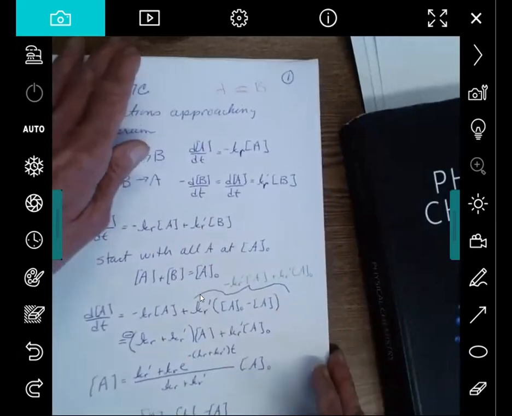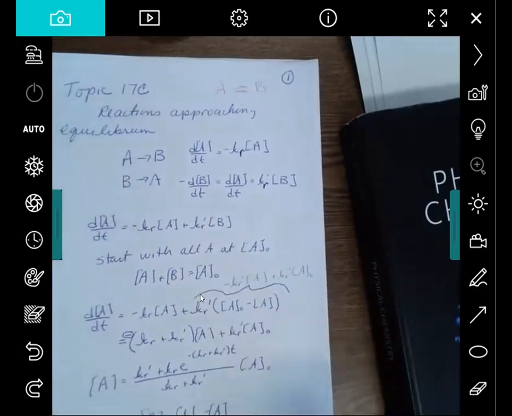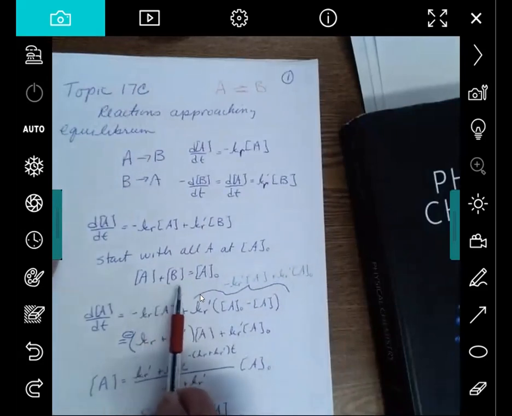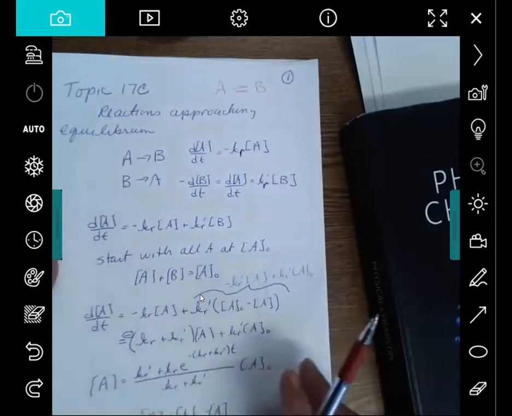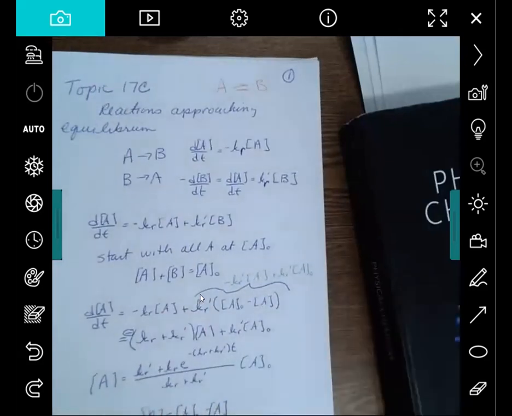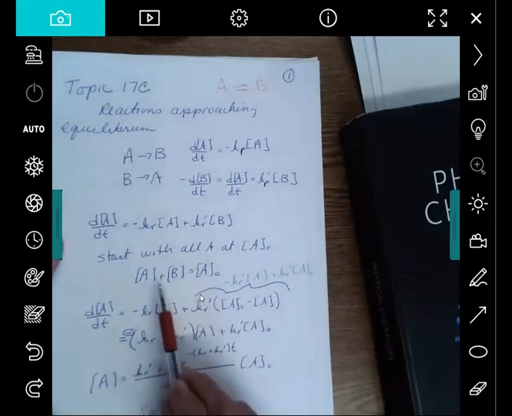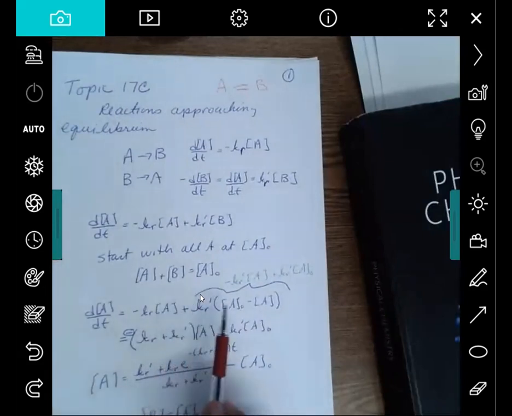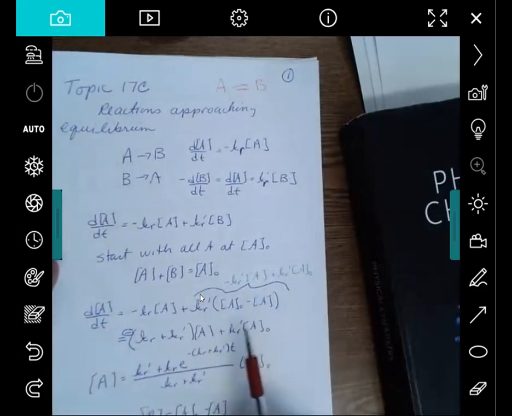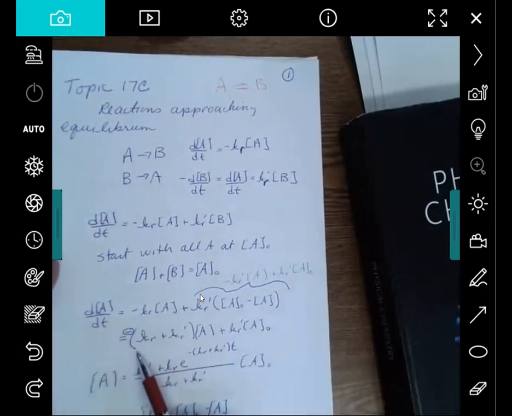So if we start with all A and we don't have any B, then the sum of the two concentrations has to always add up to A0. So we'll use that. And then we can replace the concentration of B with A0 minus A so that we can get it into terms of just one concentration. So we'll be able to integrate it. So now the derivative is equal to this expression if we expand this part.